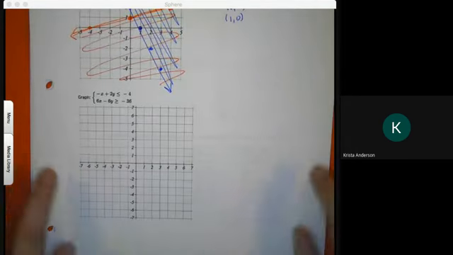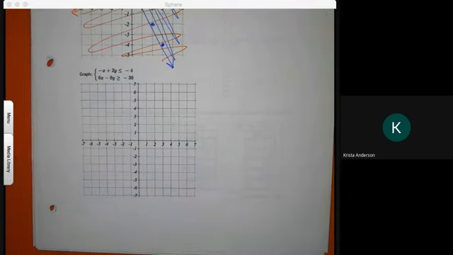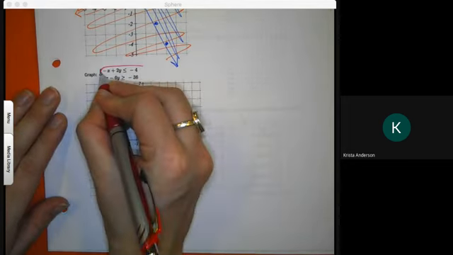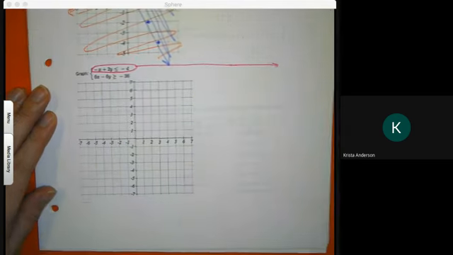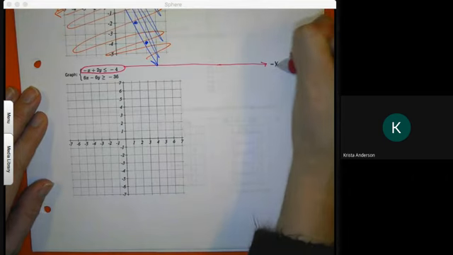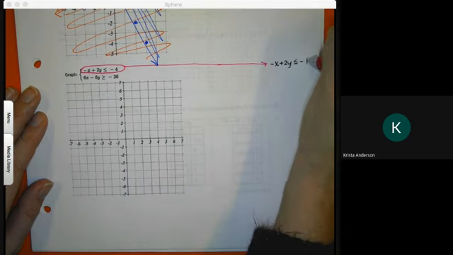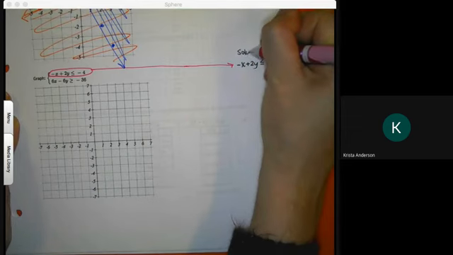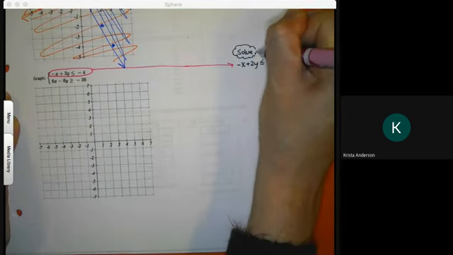Last question, you just have to solve for y or find intercepts if you want to. You can choose. I'm going to solve for y. Let's do the top one first. So I have negative x plus 2y less than or equal to negative 4. I'm going to solve it. You do not have to do this method.